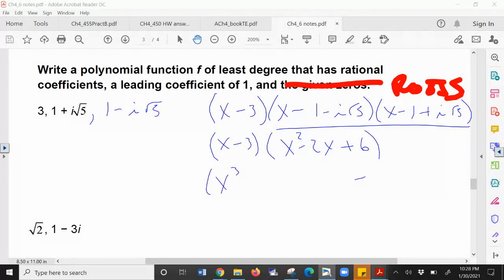x to the third and negative 18 for the first and last. I always find those easier to do if I'm not using a box or something. And then I get negative 2 and negative 3 makes negative 5x squared. And positive 6 and positive 6 makes positive 12x. There it is. I don't need those parentheses. All right, so there's my answer. That's a polynomial of least degree that has these solutions.